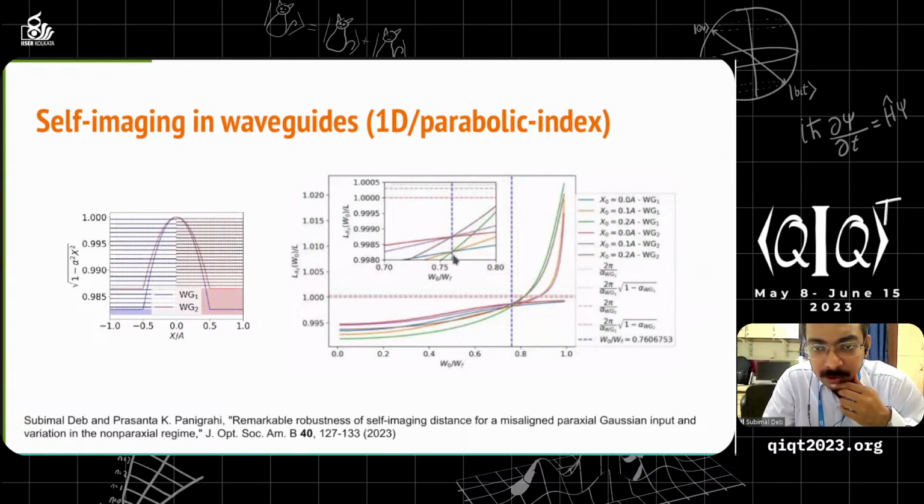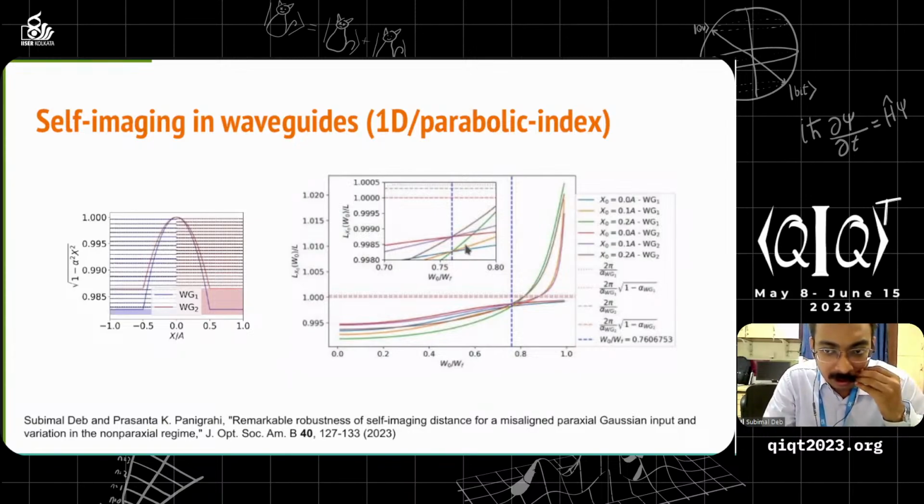And here we see that this magic width of 0.76 times the fundamental mode width is true for any waveguide with a parabolic index profile. At 0.76 times the fundamental mode width, you will find that the self-imaging plane becomes stationary irrespective of the offset of the input beam. It is just that the self-imaging distance might be different depending on the material parameters.